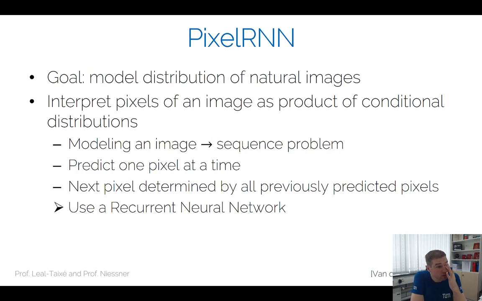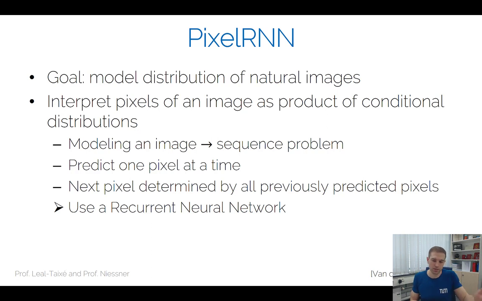So you interpret the pixels of an image as a product of conditional distributions. If I look at the first pixel, I have a data set, and I'm just looking at the first pixel. I'm trying to fit a distribution with a network, of course, that can predict what color this pixel has, the very first pixel. If I'm looking at the second pixel, I'm going to check the conditional probability, given what the first pixel was based on the data set, what is the most likely color for the next pixel? And I'm going to continue that.